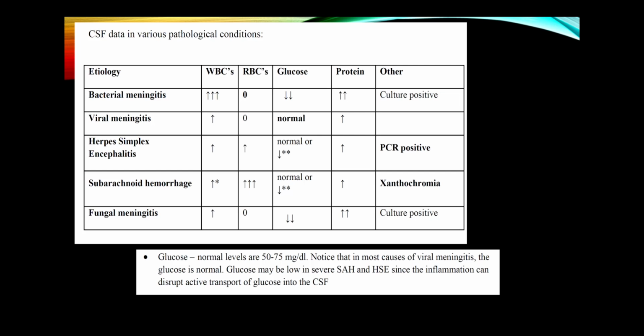Okay, so we do a lumbar puncture in patients that have meningitis or encephalitis. The things that come back quickly when we do a lumbar puncture are white blood cells, red blood cells, glucose, and protein.